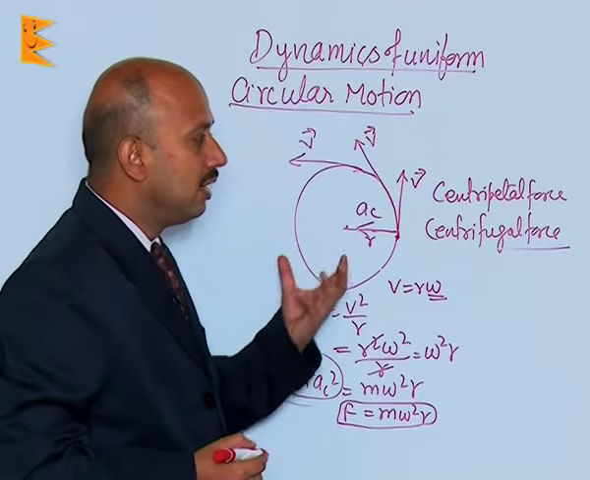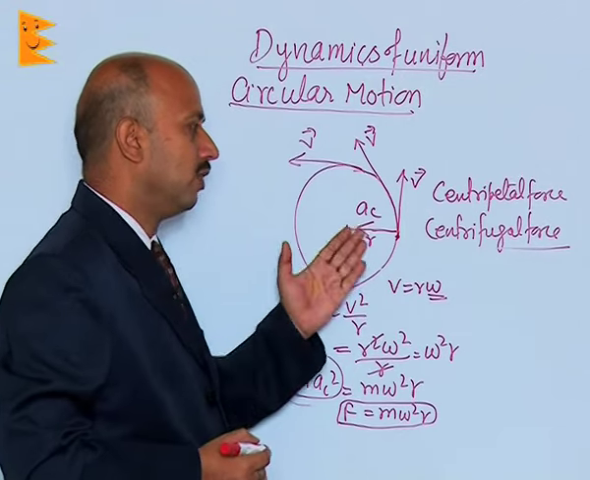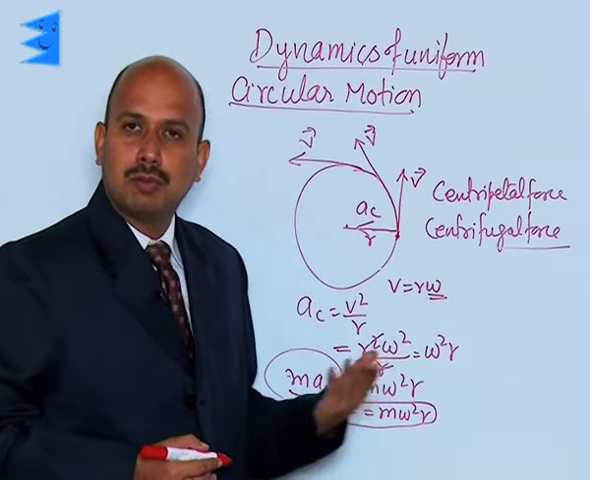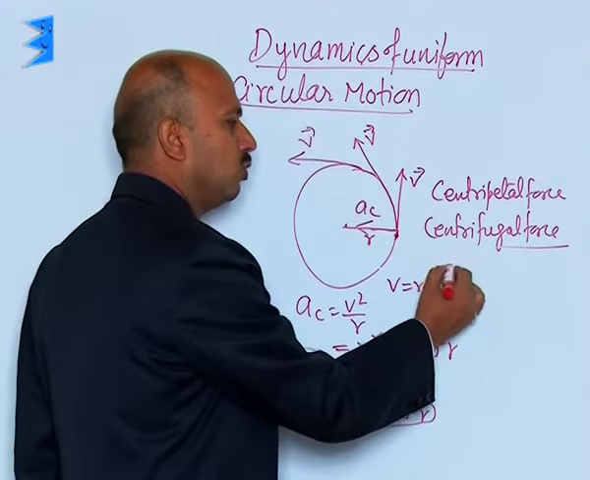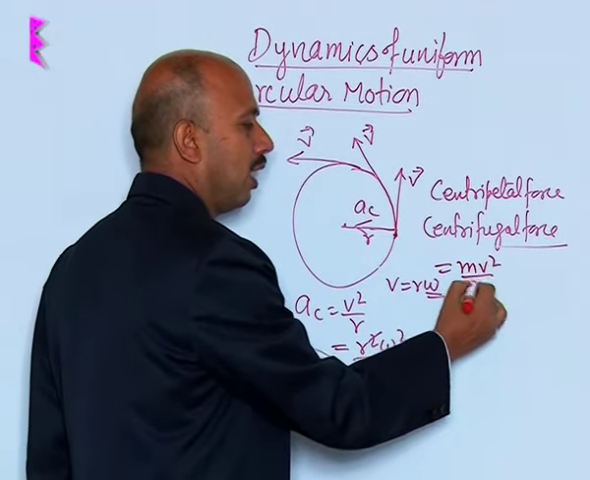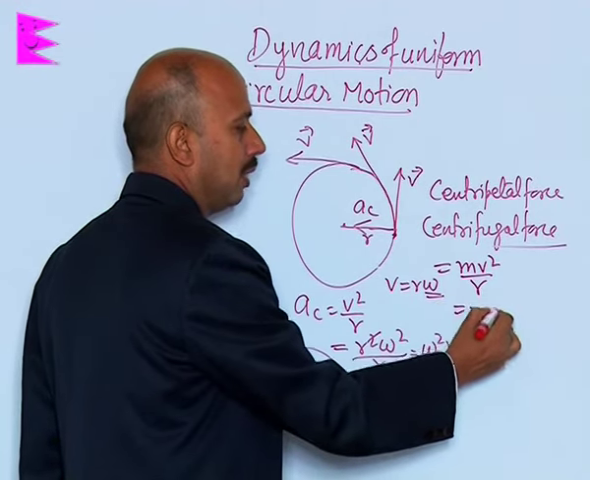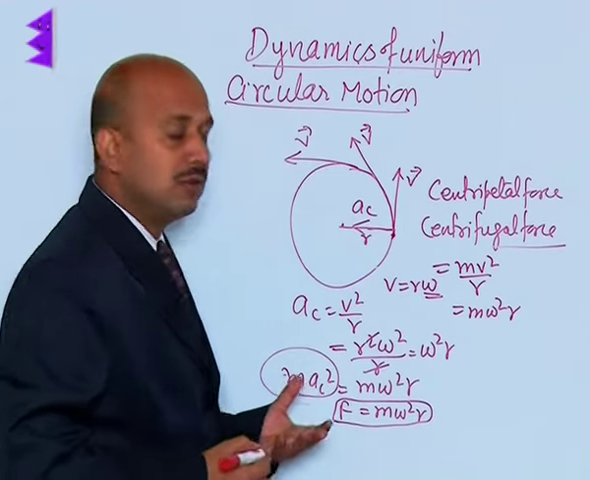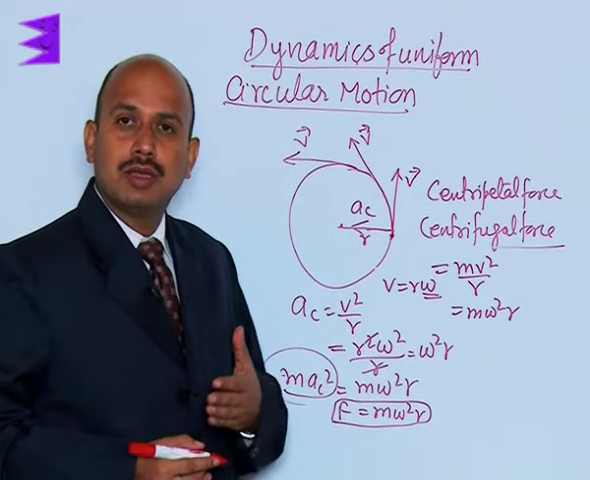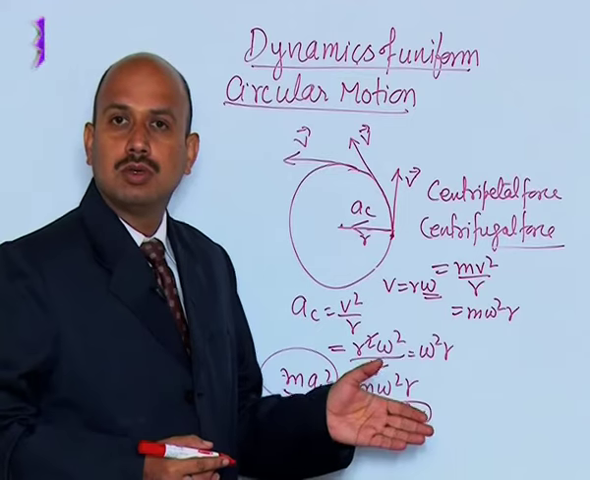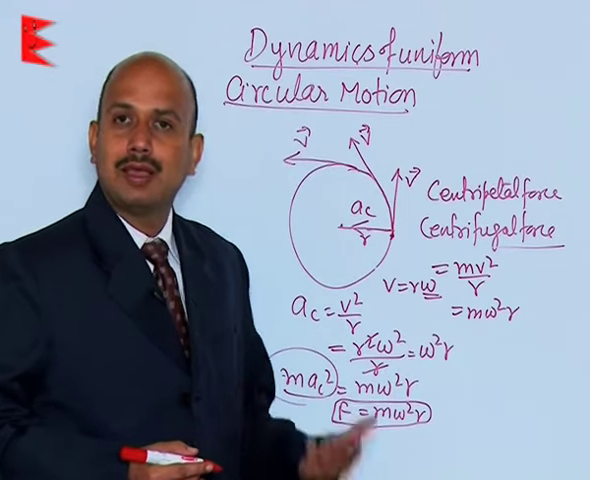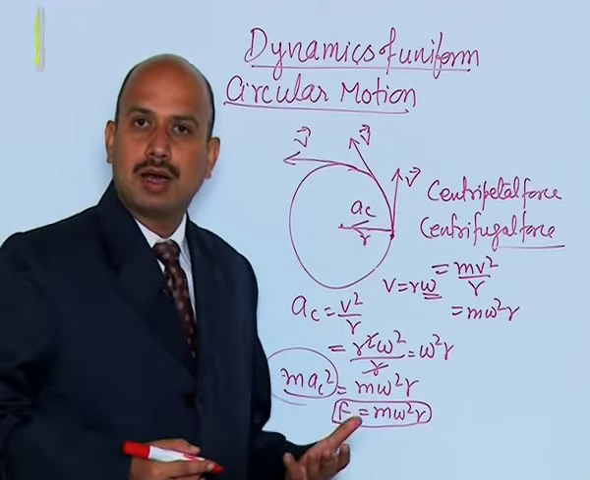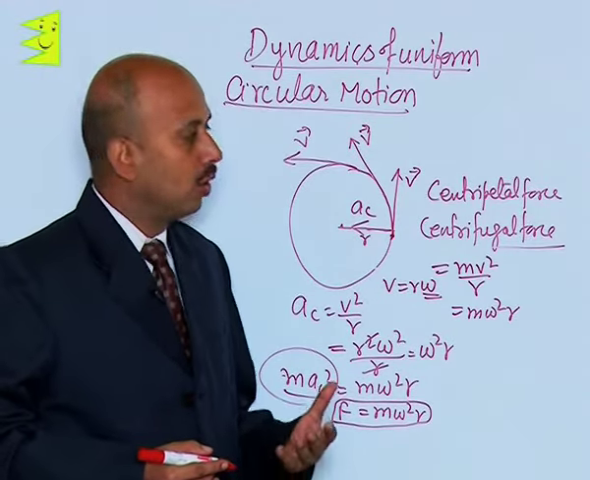But see here, centripetal force acts towards the center, centrifugal force acts outward. Both the forces are equal in magnitude but opposite in direction, and both the magnitudes can be written as m v squared upon r, or m omega squared r. Here we have to take examples, like when a car is moving on a curved road, or there is a banking of the road. So, now we are going to discuss the turning of the car on a curved road.